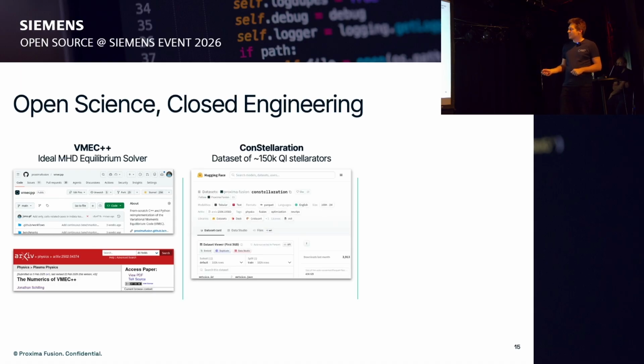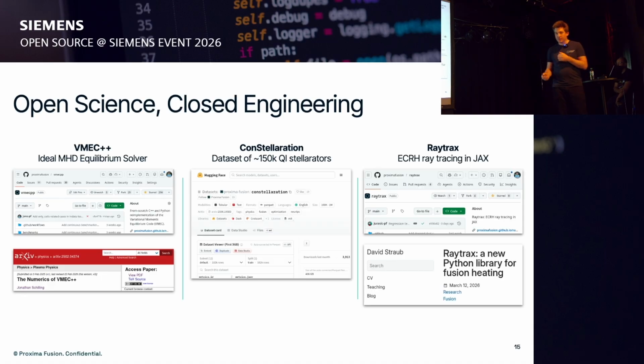Then also this ConStellaration data set, which I will say something about a little bit later, which consists of roughly 150,000 quasi-isodynamic stellarator designs that you can download yourself. I don't know, it's 500 gigabytes or so, including performance metrics, which we pose as a challenge for people to apply their AI tools and machine learning approaches to and try to find better ways of designing these machines. And most recently also ray tracks, which is one of these microwave ray tracing tools that we use to model the heating of the plasma. And David Straub, one of our team members, is now a professor at the technical university in Munich, and he's even posting on his private blog about ray tracks still because he's supporting this further.